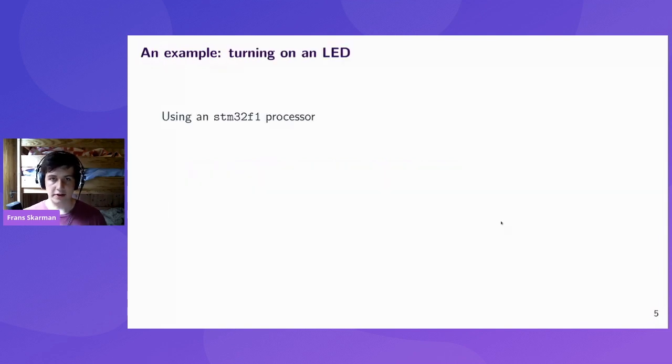So the example I'm going to show you is the hello world of the embedded world. Turning on an LED. I'll use an STM32F1 processor because it's the one I'm most familiar with, but the process is similar for almost all microcontrollers out there. So the first step is to read the 1000-page datasheet of the processor. And you don't need to read all the 1000 pages to turn on an LED, but to turn on the microcontroller and start up the corresponding parts and turn on the LED, you probably need about 100 pages of reading.